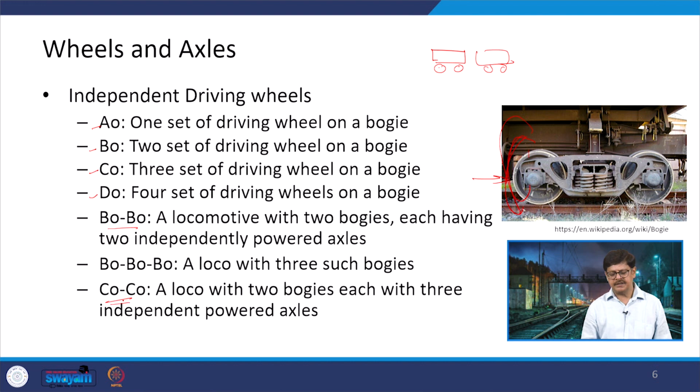Say if we take an example of CO, then that means this is a locomotive with 2 bogies and each bogie is having 3 independently powered axles. So, likewise different such combinations can be there.